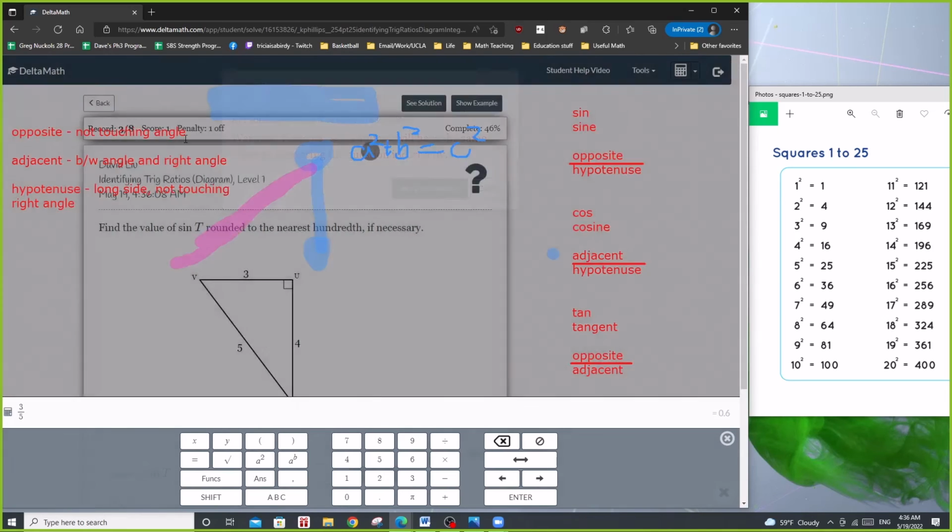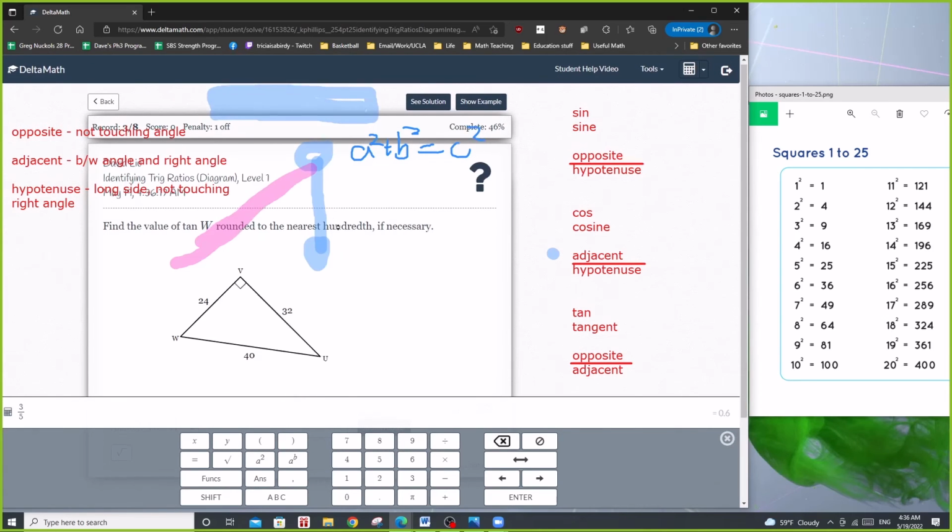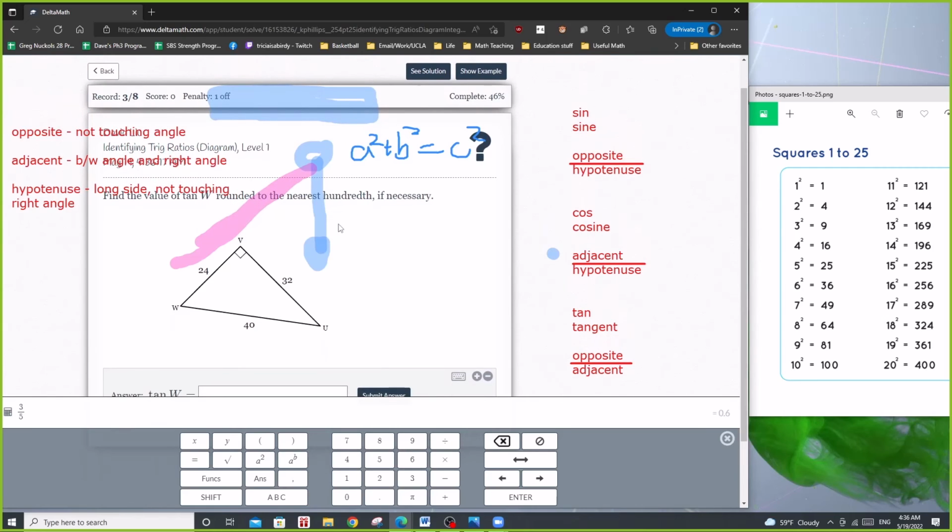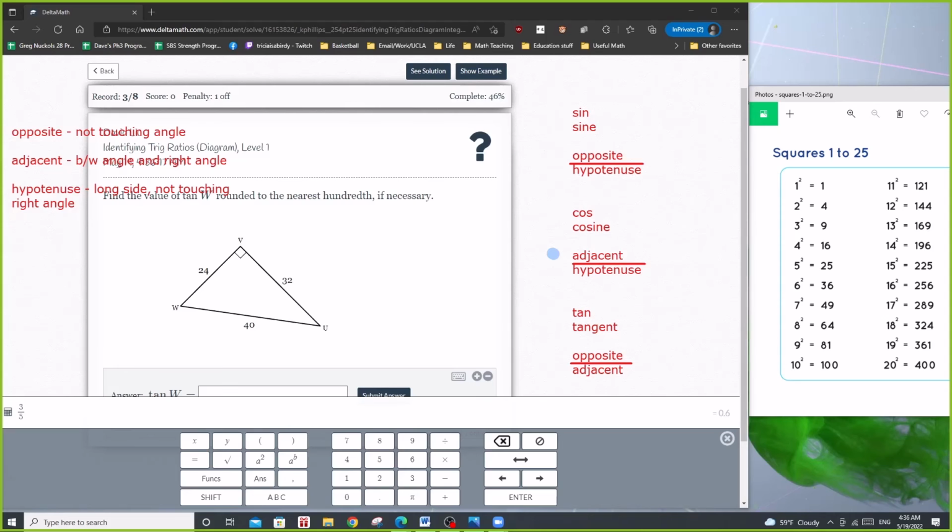Not this one. All right. Let's try this one. So once again, we have to round. We don't need Pythagorean theorem because we have all three sides.